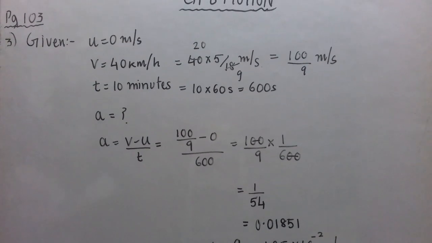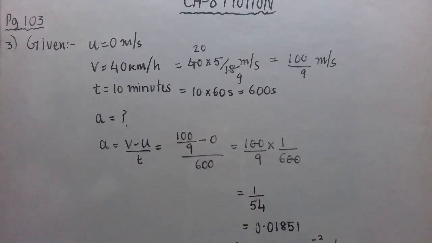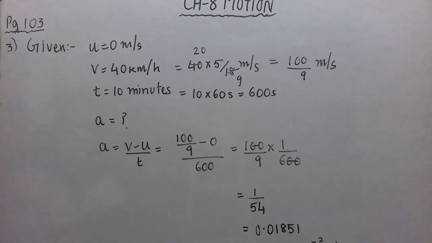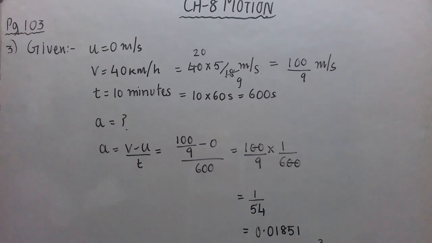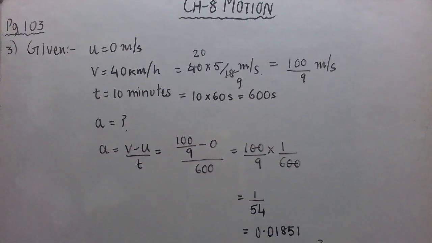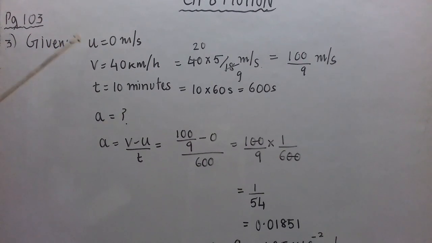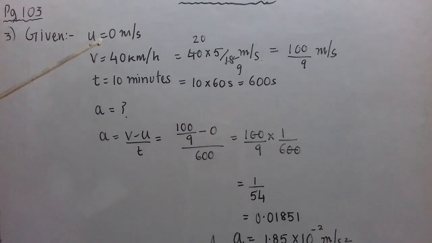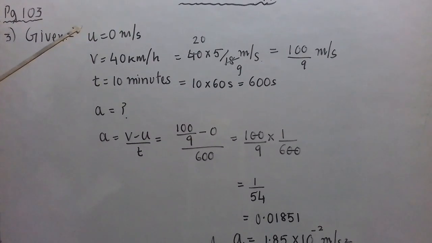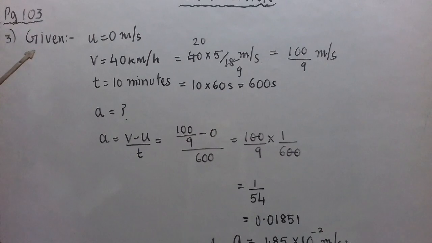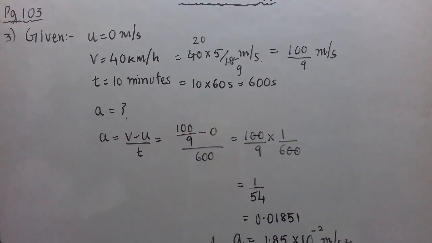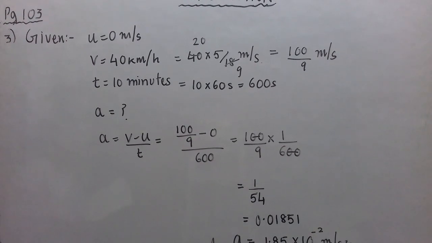Now third question is, a train starting from a railway station and moving with uniform acceleration attains a speed 40 km per hour in 10 minutes. Find its acceleration. A train starting from a railway station. Now given starting, it means u, initial speed, is 0 meter per second. And moving with uniform acceleration. So it is a case of uniformly accelerated motion. It means we can use the 3 equations of motion.